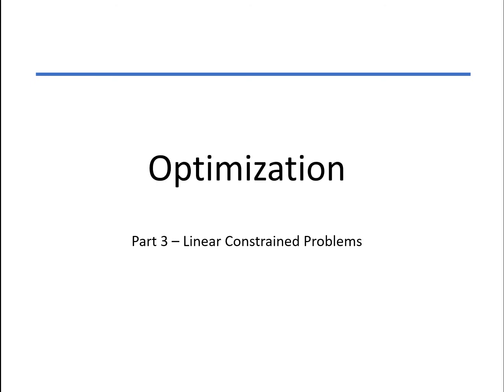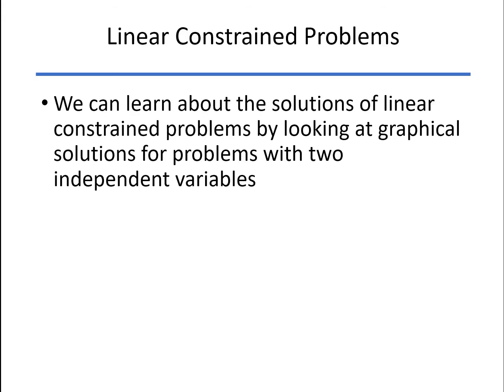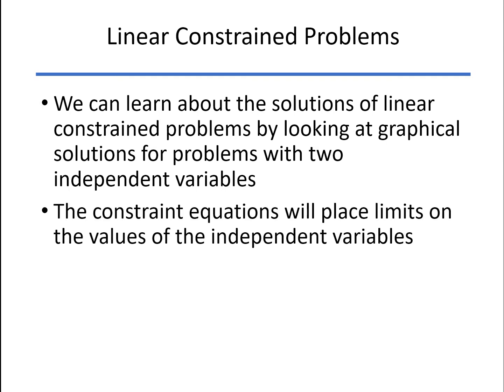The next category of optimization problems we're going to look at are linear constrained problems. So in this case, the objective function and all of the constraints are going to be linear equations of the input variables. So we're going to learn a little bit about how that's solved by looking at a graphical solution. And so we're limiting ourselves to 2 independent variables so that we can do that graphically, but we'll learn some things about linear constrained problems that can be applied generally.